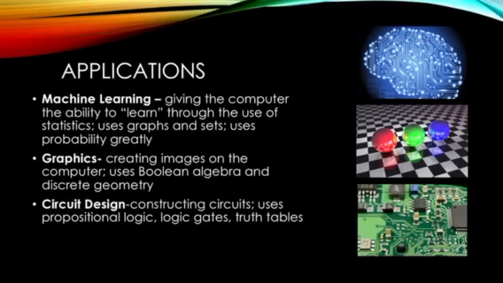The next place that it is applied is in graphics. Graphics is simply creating images on the computer. Within graphics, they use Boolean algebra, which is covered in discrete mathematics, and discrete geometry, which is also part of discrete mathematics. The next place it is applied is in circuit design, and within circuit design they use propositional logic, logic gates, and truth tables, all of which are covered in discrete mathematics.